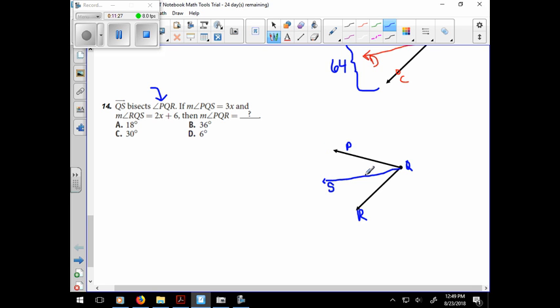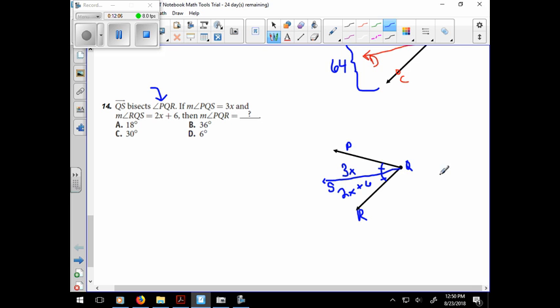Now, I'm going to tell you something that's very helpful for me, and I hope this might be good practice for you guys. If I know these are equal, I'm going to kind of help myself any way possible. That symbol, if they have the same symbol, they're equal. So it kind of helps me. It's good practice. PQS is 3x. PQS, got my 3x. And RQS, which is this guy right here, is 2x plus 6.